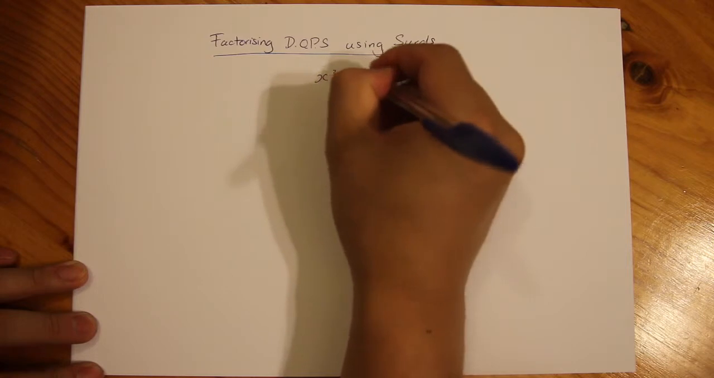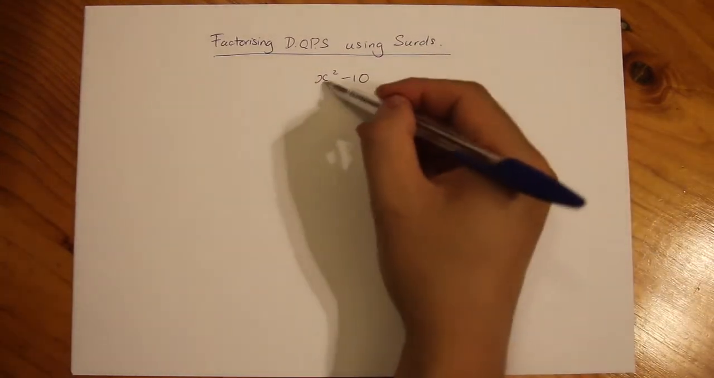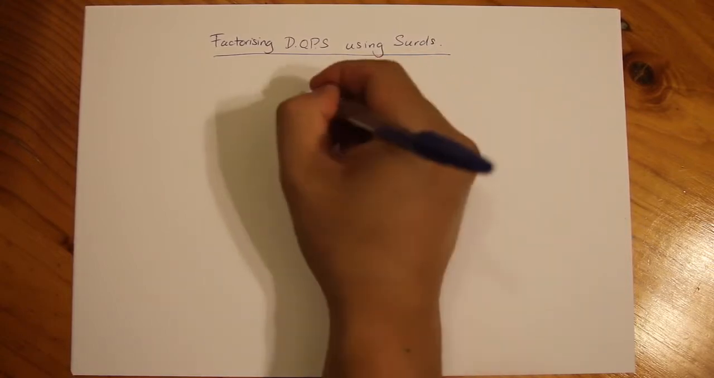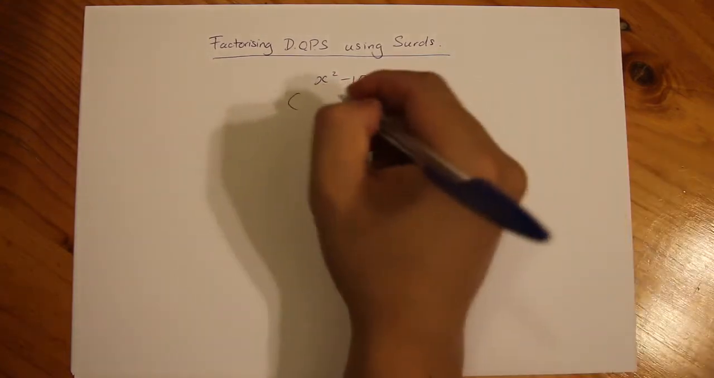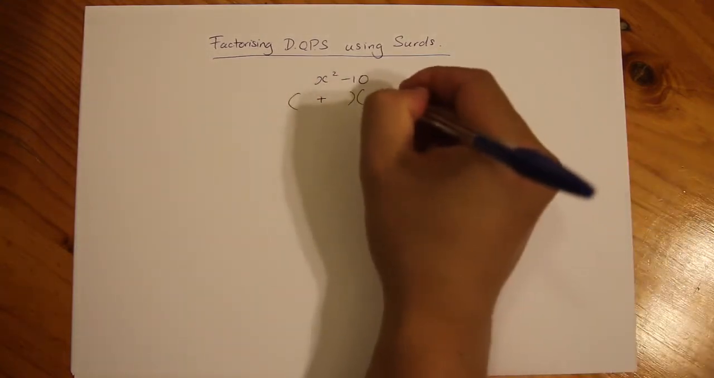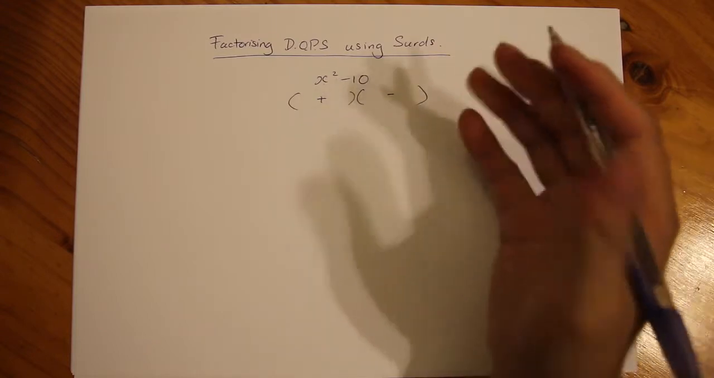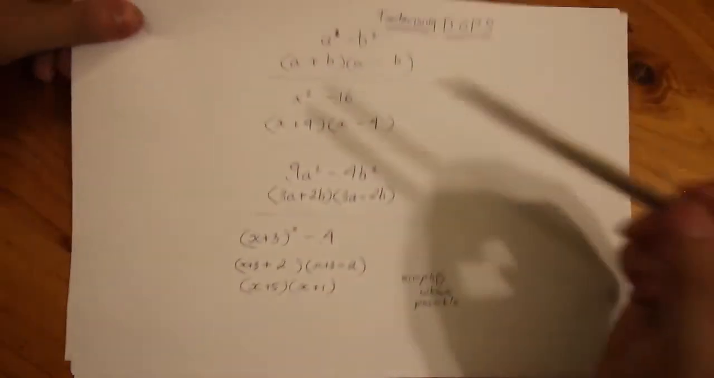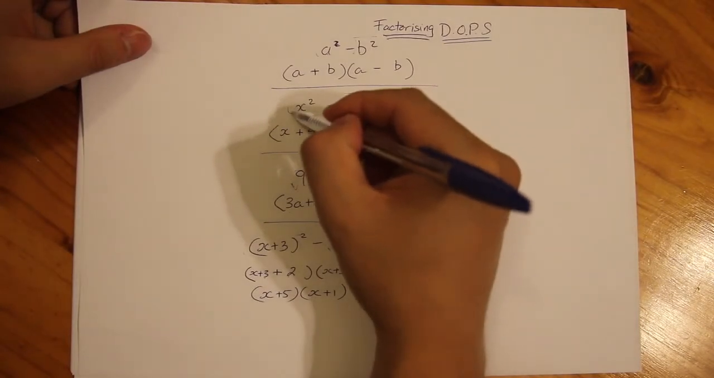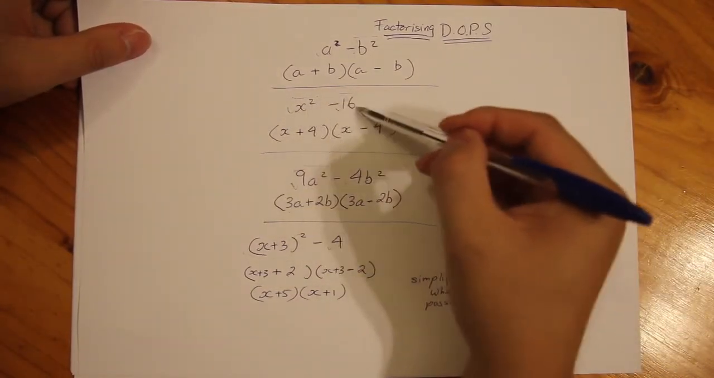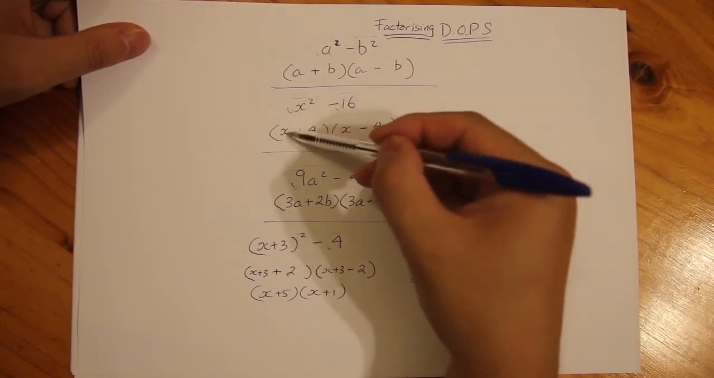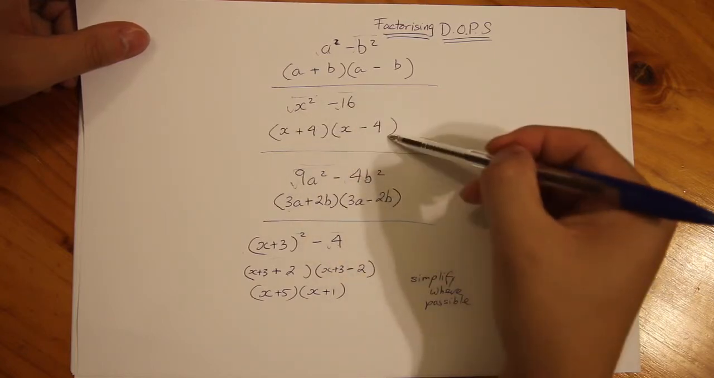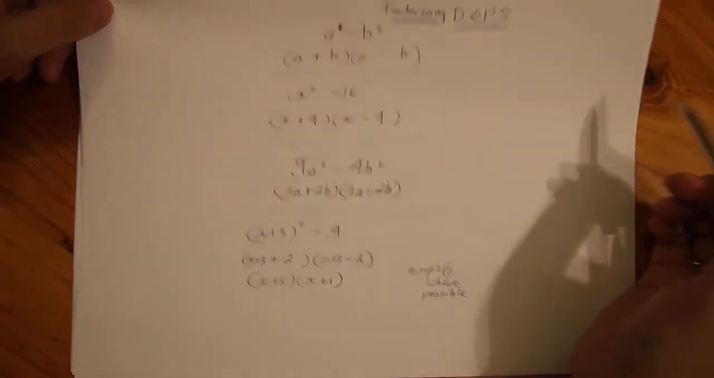X squared minus 10. Now, the x squared is a perfect square, but the 10 isn't. Okay? You're still going to have 2 brackets. You're still going to have a positive and a negative. So nothing changes. And there's a reason why I've used the examples of square rooting the perfect squares. The square root of x squared is x, and the square root of 16 is 4. Okay, they work out nicely, so that's why they're perfect squares.